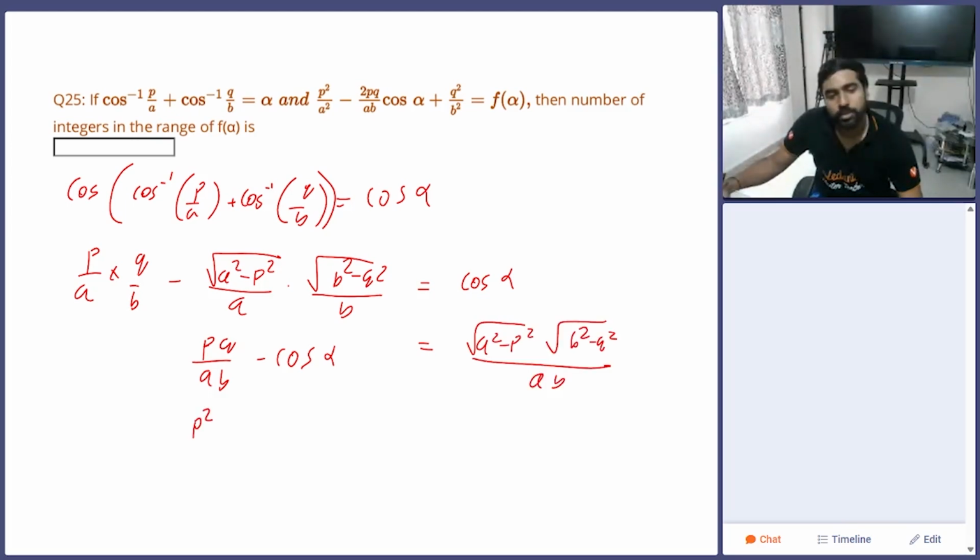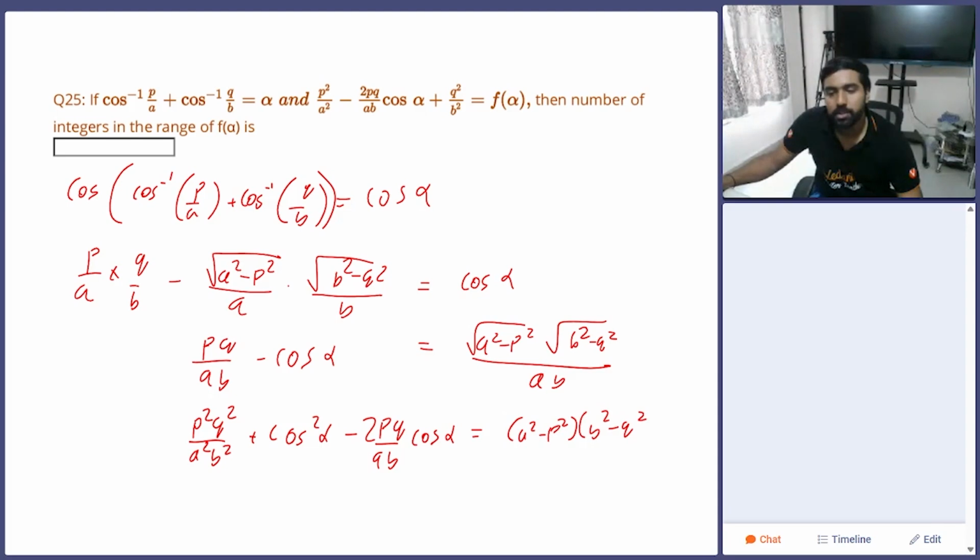Now take a square on both sides. You will get p square q square upon a square b square plus cos square alpha minus 2pq upon ab cos alpha. This is equal to a square minus p square into b square minus q square, divided by a square b square.